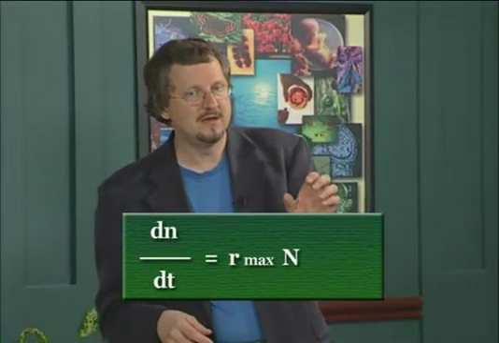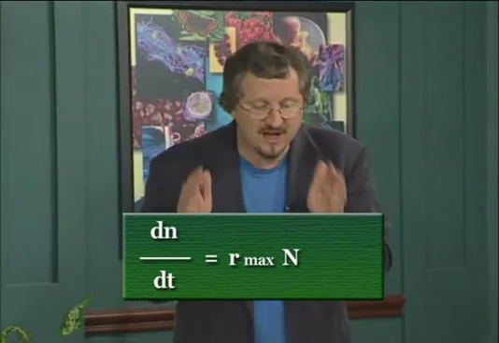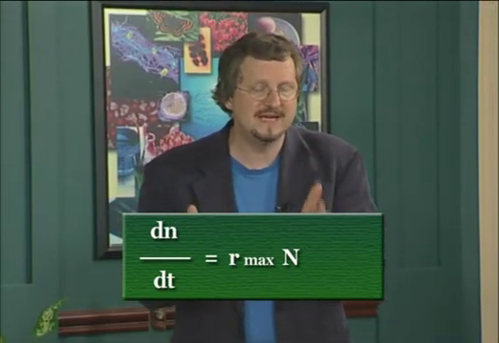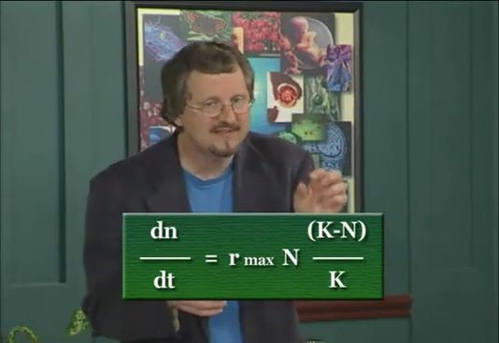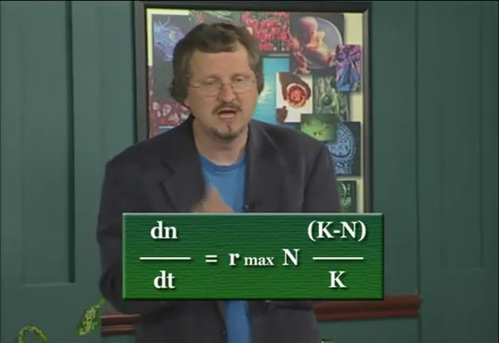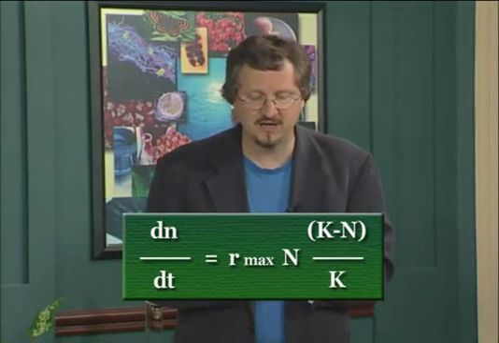Now, we can modify our formal mathematical model of population growth to incorporate this idea by actually adding a term that includes the carrying capacity. This model of population growth we call the logistic growth model. The logistic growth model basically is the same as the exponential growth model. Remember, exponential growth is dN/dt equals r max times N. Now let's multiply that equation by another term, and that term is going to be (K minus N) over K, the carrying capacity minus the number of individuals in the population divided by the carrying capacity.